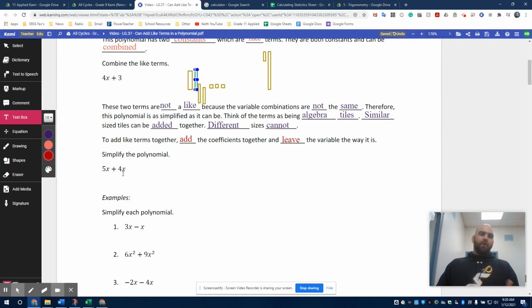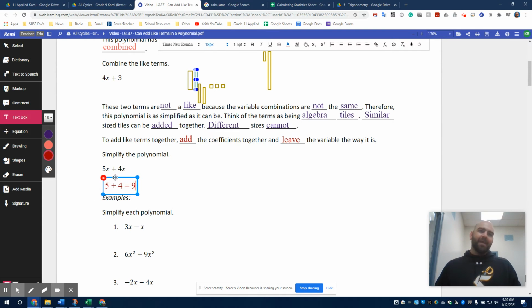So this polynomial here tells us that we have 5 boxes and we have another 4 boxes, and they're both positives. If we combine that all together, we have 9 total boxes. The size of the box didn't change because we're just grouping them together. We had 5 on one side and 4 on the other side, and now we're going to put them all together. The size of the box doesn't change. All it is, is the number of boxes that we're putting together. So we had 5 and we had 4, and now we're going to have 9. 5 plus 4 is 9.